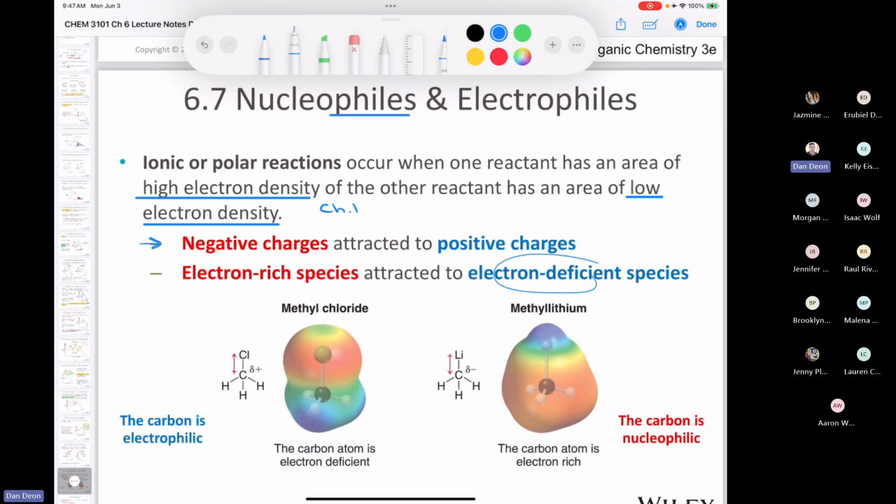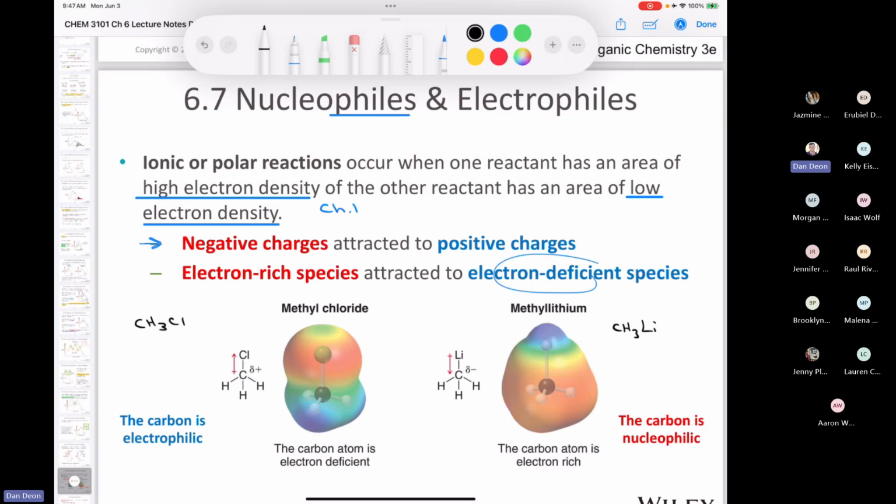So take a look at these two molecules. The one on the left is CH3Cl, called methyl chloride. The one on the right is CH3Li, that's methyl lithium. The two compounds look kind of similar, right? You've got a CH3, a methyl, and then a chlorine and a lithium.